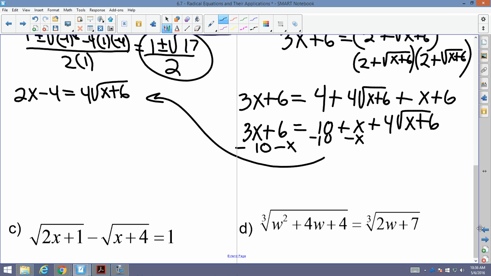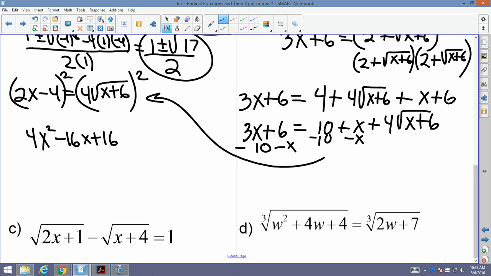God bless you. Now, how do we solve for x here? No, you don't want to divide by 4 yet because you're going to square something. And when you square something, you don't want to have to deal with fractions. So I'm going to square both sides. And this becomes 4x squared, because first term squared, plus 2 times the first times the second, or minus 2 times the first times the second, negative 16x, great, plus 16 equals 16 times x plus 6.